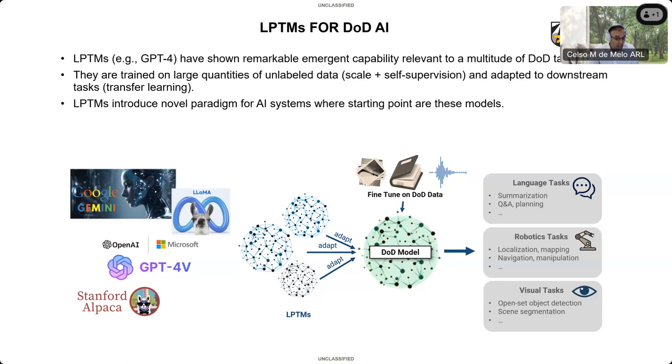And then the challenge is to distill the relevant knowledge from each of these models, compose them, adapt them together to serve a specific set of DoD use cases or a single DoD use case. And maybe we have to fine tune it with much less DoD specific data. And then we go ahead and apply this model to different kinds of tasks. So lots of new research challenges, but also lots of new possibilities.